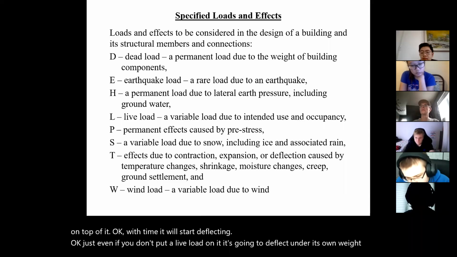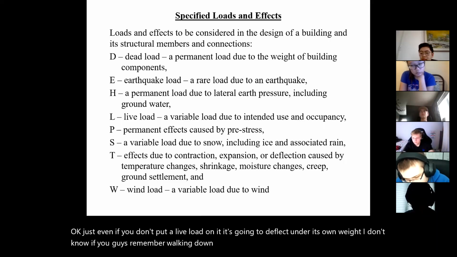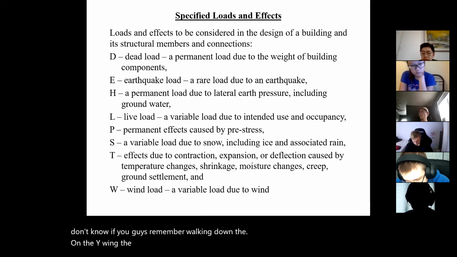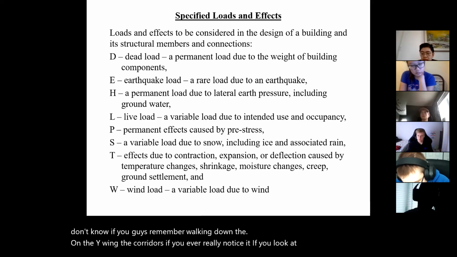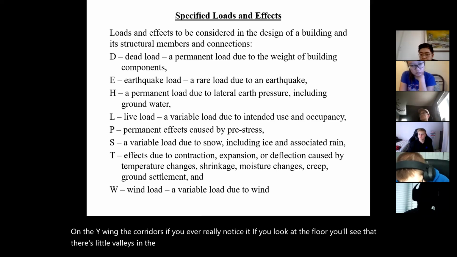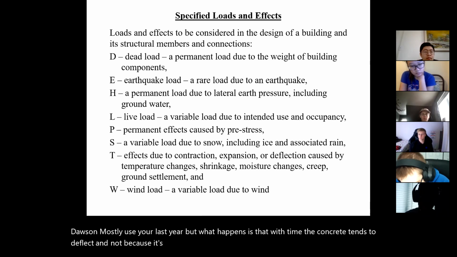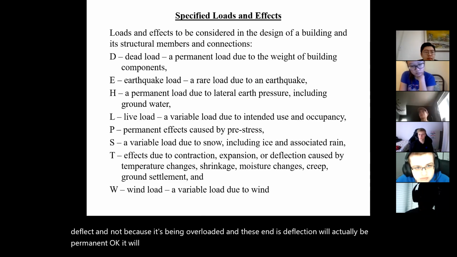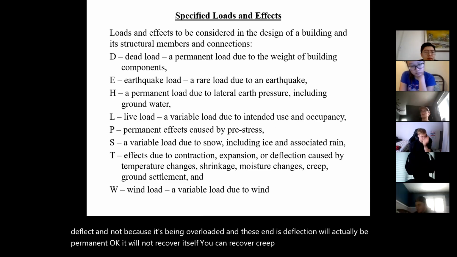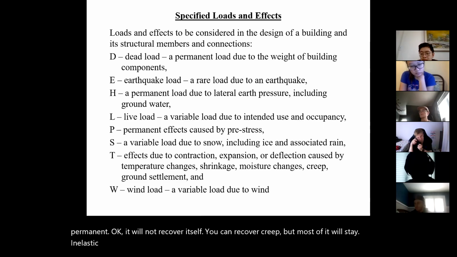I don't know if you guys remember walking down the E-wing, the corridors. If you ever really notice it, if you look at the floor, you'll see that there are little valleys in the floor. But what happens is that with time, the concrete tends to deflect. Not because it's being overloaded, and this deflection will actually be permanent. It will not recover itself. You can recover some creep, but most of it will stay inelastic. So that's one of the things about reinforced concrete that you have to be concerned about.